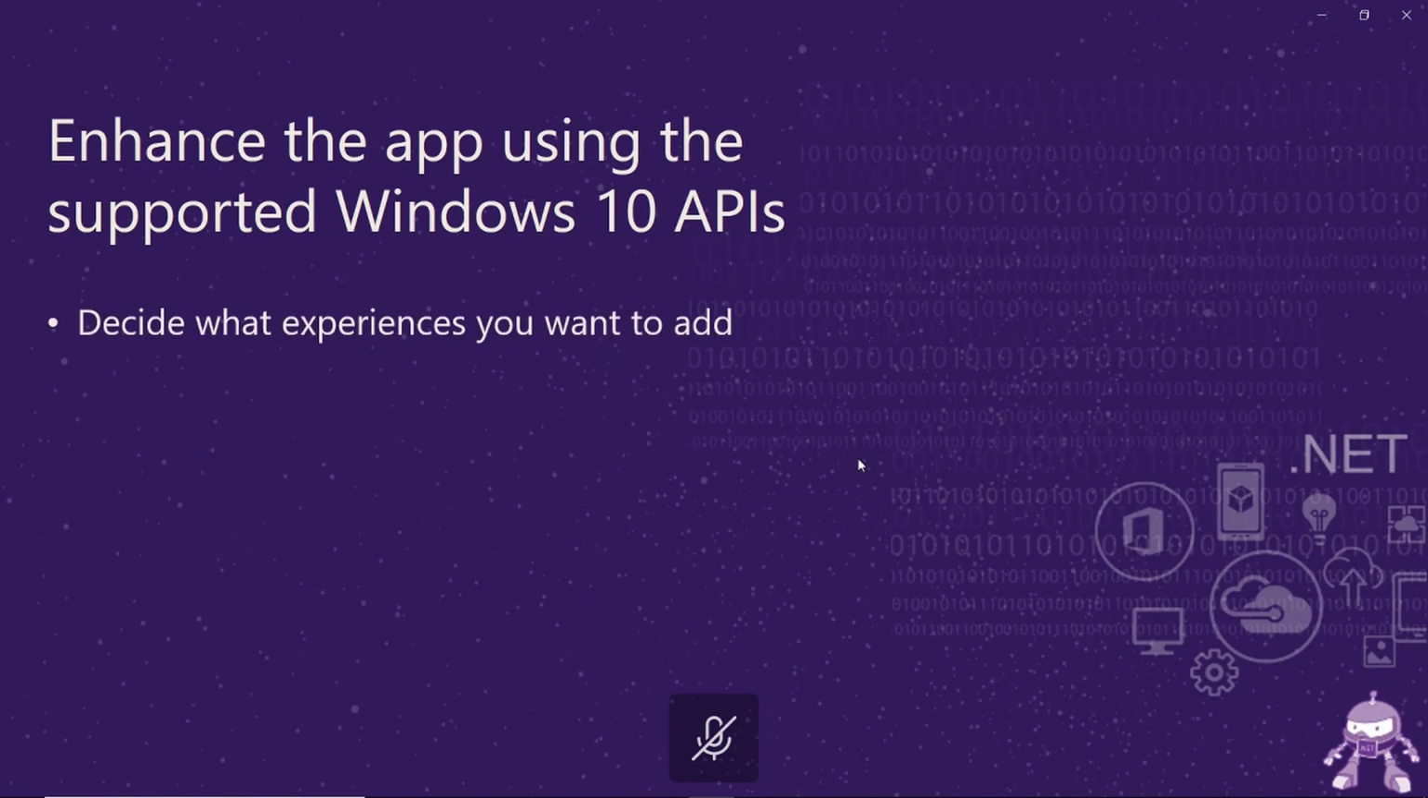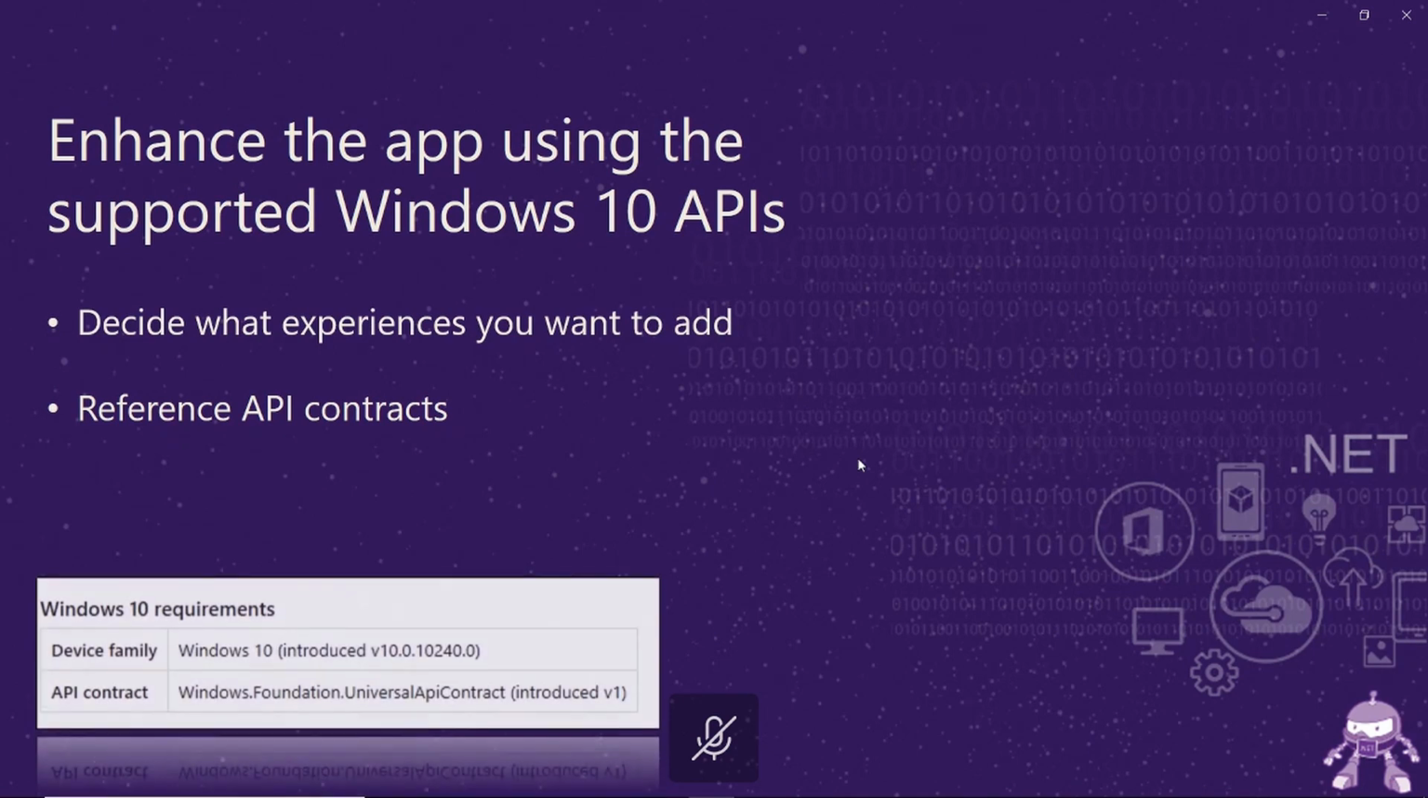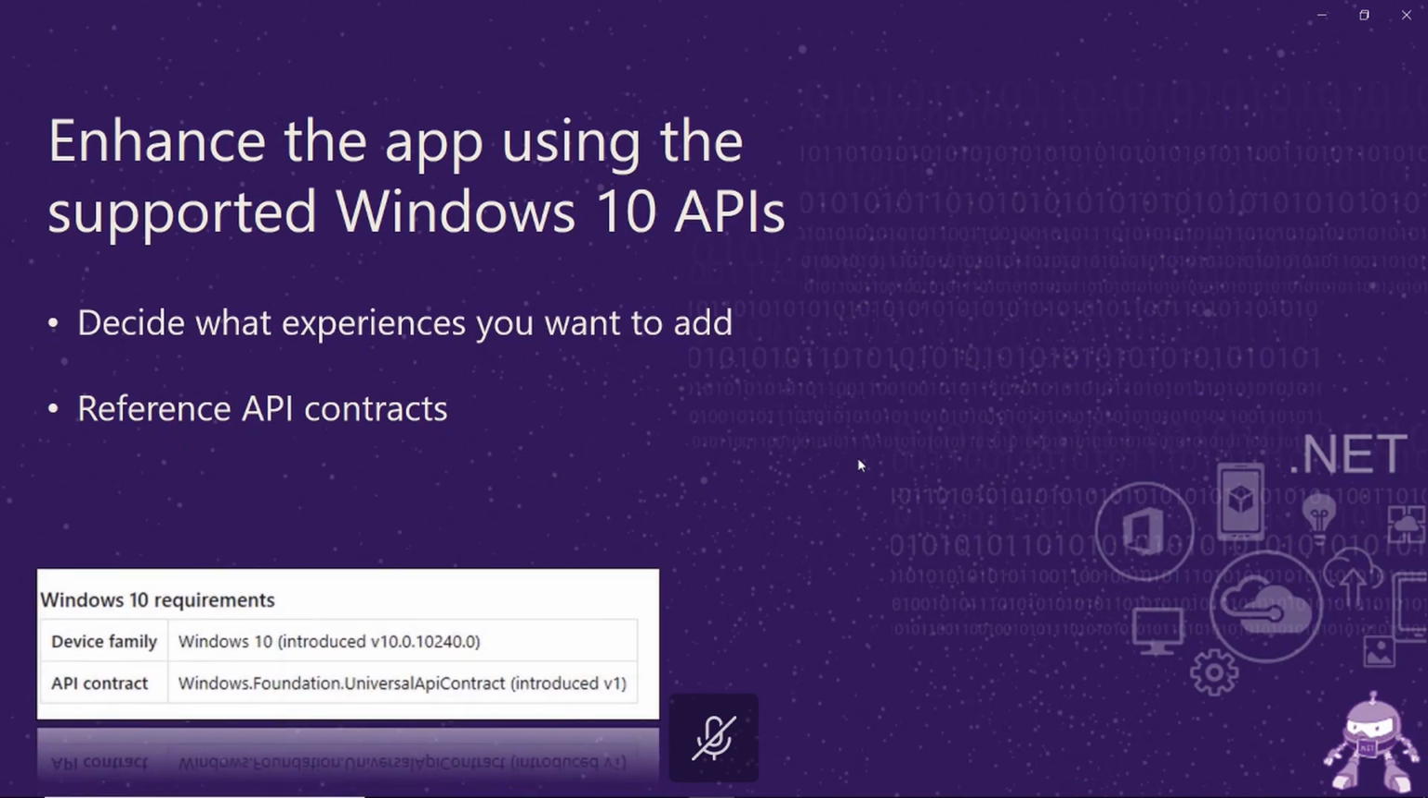Before you decide to call a Windows 10 API, I suggest you check if that API or functionality exists in the WPF or WinForms world. When you decide which API you need from Windows 10, I suggest you check the reference API contracts. The reference API contracts give you information about the version in which the API was introduced, the version of Windows, and what reference you need to have.